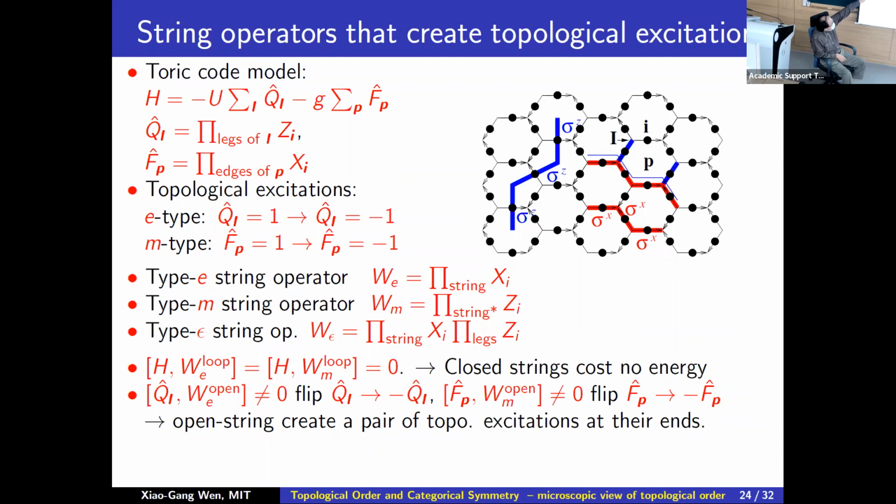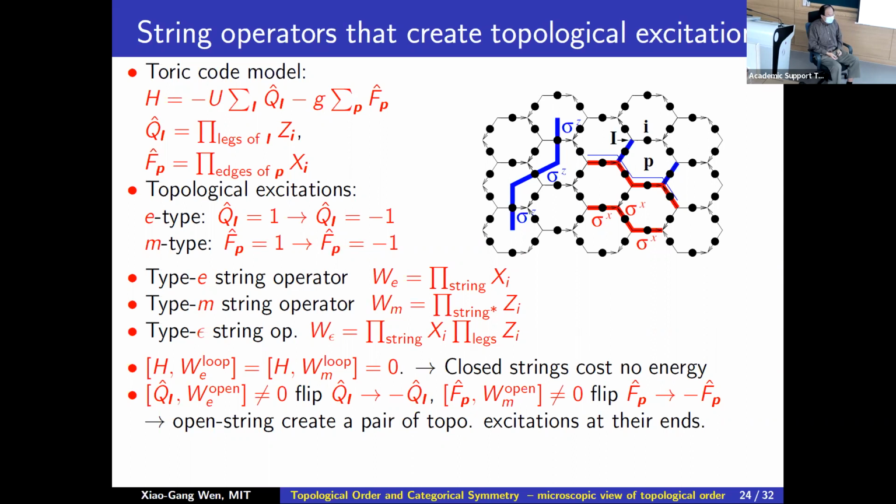Then you can imagine we put the two strings together to form a bound state of m and e. So here we have this E string. Then we draw a framing of the E string. Framing means that we displace the string a little bit in some arbitrary but fixed direction. The framing of this red string is this blue line, which can be viewed as a string on the dual lattice. This framing cuts through these two legs, so on these two legs we add an M string, so sigma z. That's basically called the epsilon string, or maybe I should call it the F string later. So this is a combination, and all of these can create excitations in this topological model.